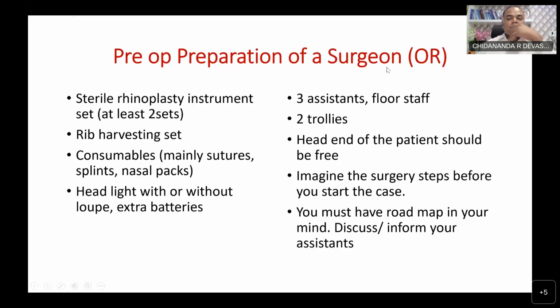Preoperative preparation of a surgeon in the operation room. One must have sterile rhinoplasty instruments, at least two sets if you are doing multiple cases in a day. You must keep ready the rib harvesting set, and consumables like sutures, splints, nasal bags, headlight with or without loupe, extra batteries. All these things are important as a rhinoplasty surgeon. Don't depend on anybody. You have to have your own headlight. And if possible, better to have three assistants, floor staff, and two trolleys to keep all the instruments.